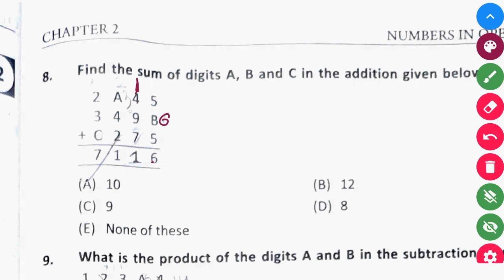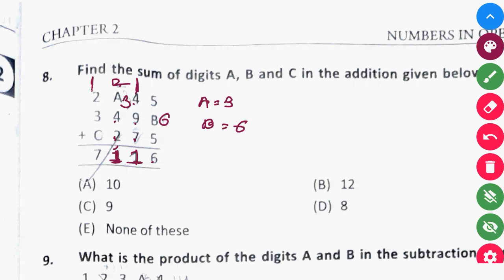1 will be carried forward. Now 1 plus 4 is 5, plus 9 is 14, plus 7 is 21. 1 will be at the bottom and 2 will be carried forward. Now 2 plus 4 is 6, plus 2 is 8. Now something is to be added in this 8 so that 1 should be there at the unit place. So we will add 3. So A's value becomes 3. B's value becomes 6.